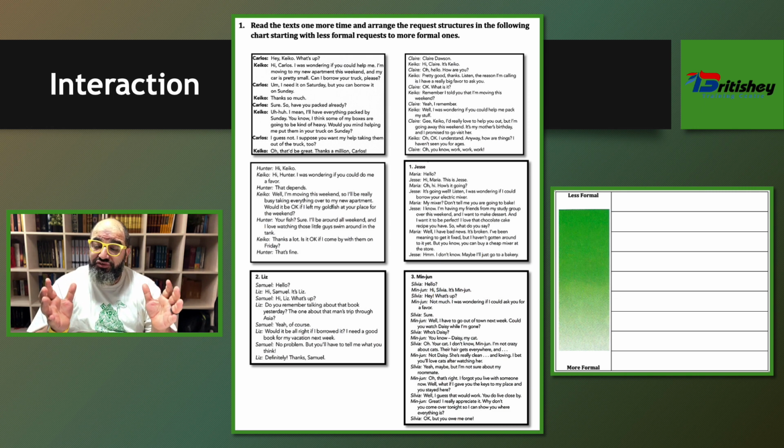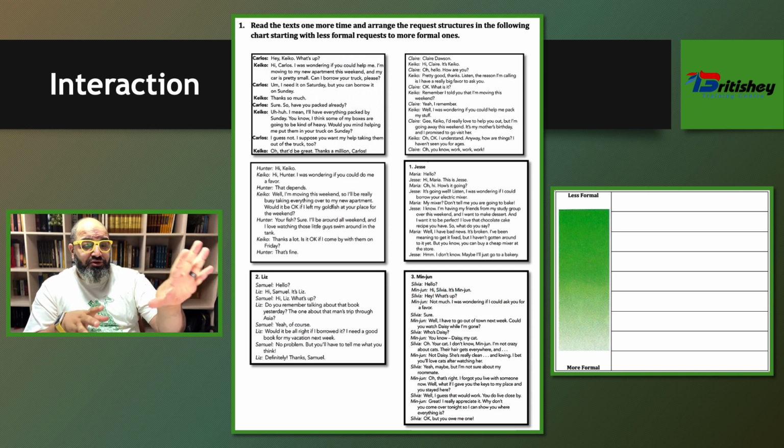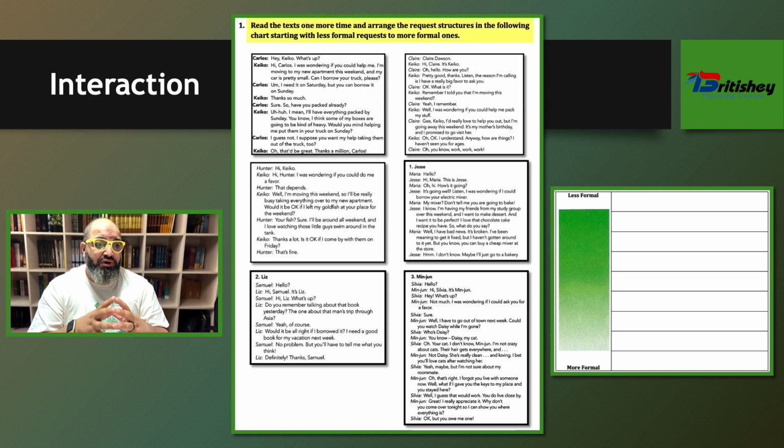So now in the interaction stage, I wanted my students to discuss their observations, to share their opinions, to talk together about the target grammar. And I actually adapted this activity, again, based on the 6 dialogues I had from Interchange. So I put, as you see, the 6 dialogues here, and I said, read the text one more time and arrange the request structures in the following chart, starting with less formal requests to more formal ones.